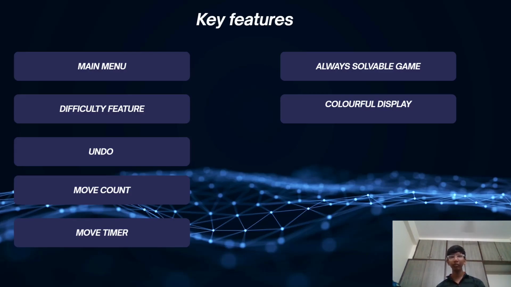We start from a solved puzzle. I tell the program to make 100 to 200 random moves, where every move is a reversible move, and that guarantees that the puzzle will always be solvable.